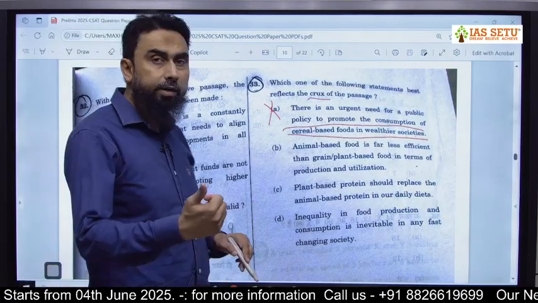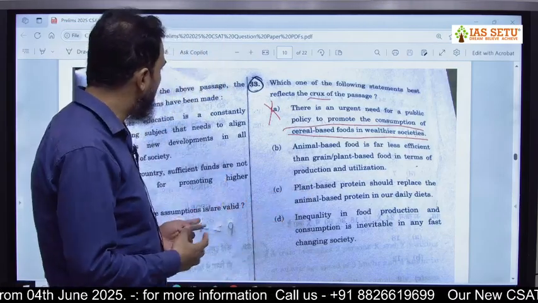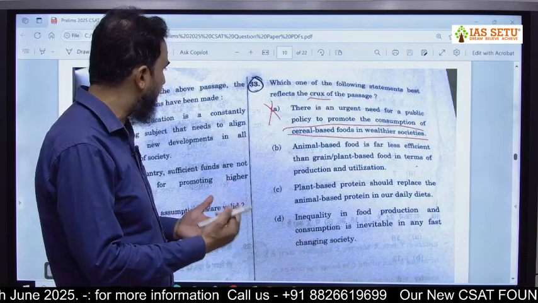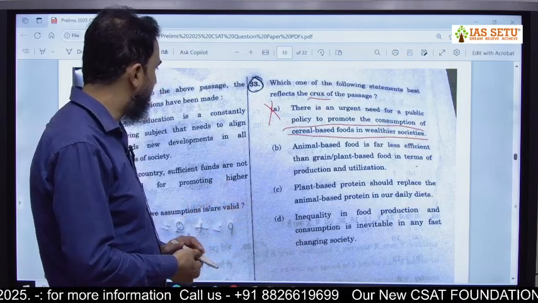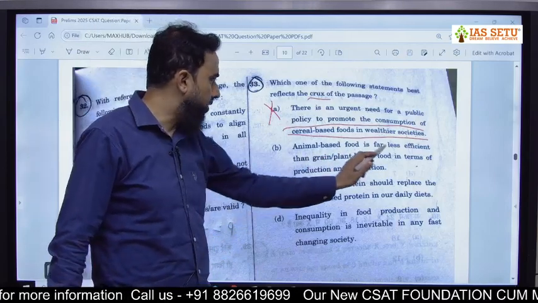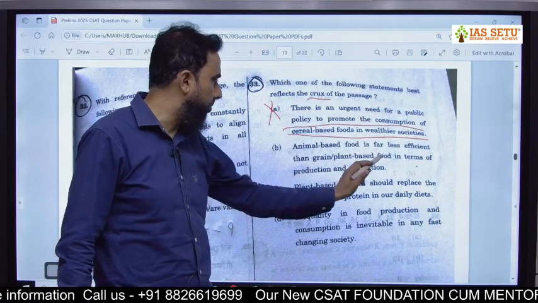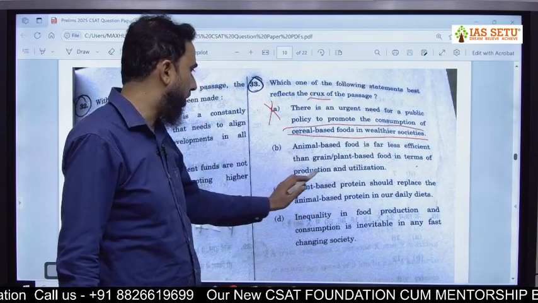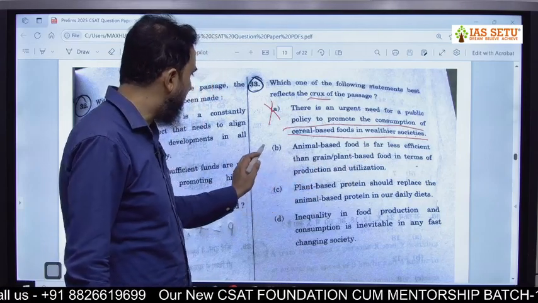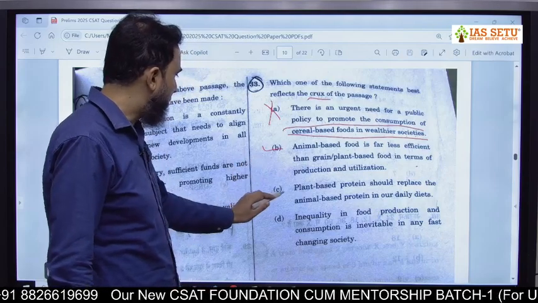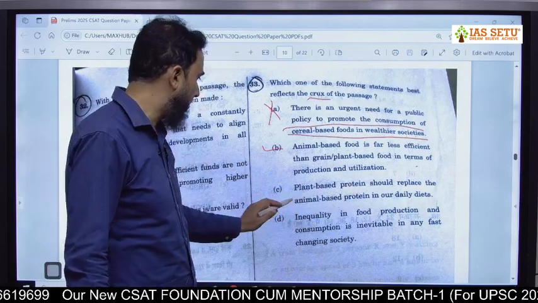B, the correct option must always come from the passage, and the point that the author has emphasized. B says animal-based food is far less efficient than plant-based food in terms of production and utilization. Yes, sounds good. You can keep it. C, plant-based protein should replace the animal-based protein.